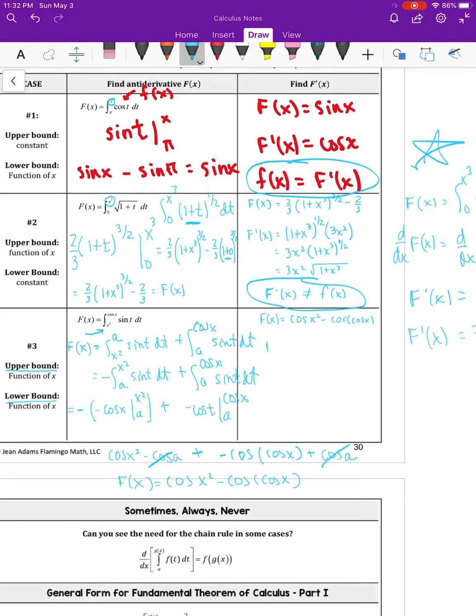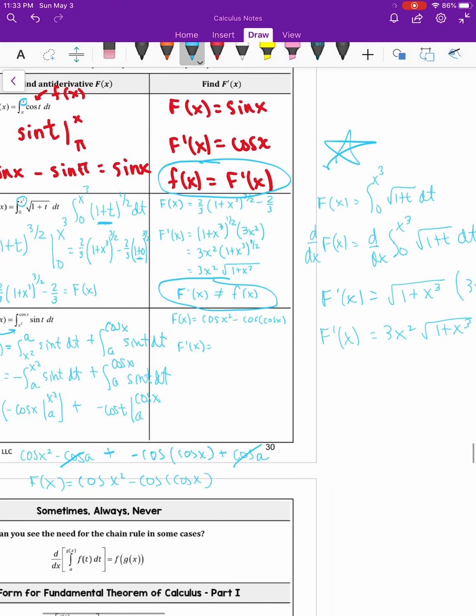So I'm going to rewrite that up here and then try and take the derivative of it. So I've got cosine of x squared minus cosine of cosine x, and I want to take the derivative of that.